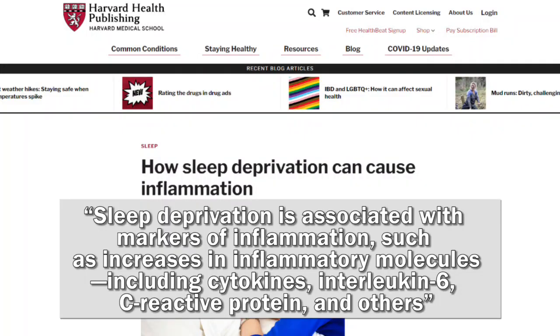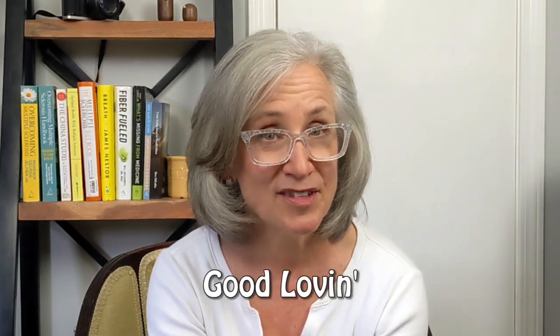Next is sleep. When we don't get good sleep, it can lead to increased inflammation. Sleep deprivation is associated with markers of inflammation, such as increases in inflammatory molecules, including cytokines, interleukin-6, C-reactive protein, and others. 7 to 8 hours of sleep a night is highly recommended.